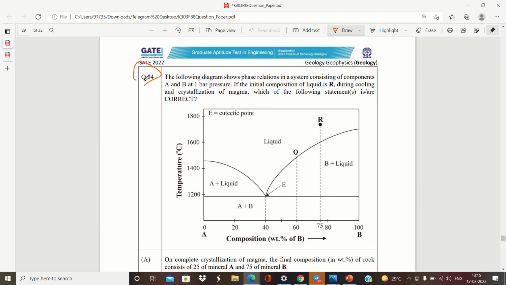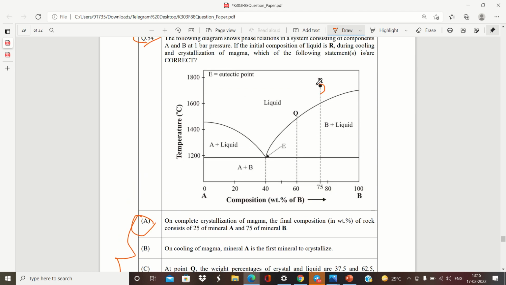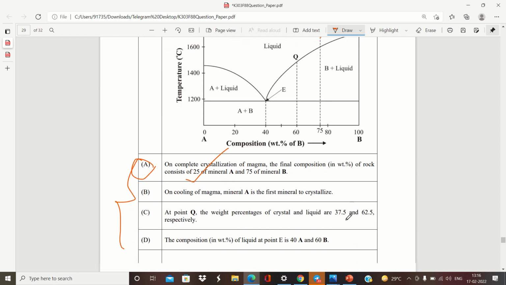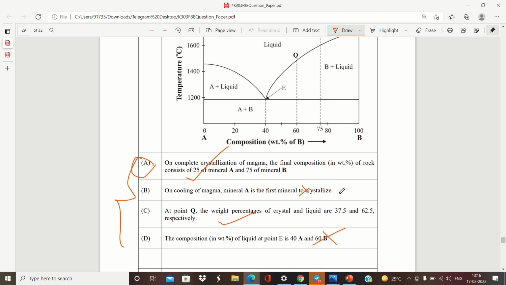Now question number 54th. The following is the diagram, it is given, and we have to find out which of these four statements are correct. So after the complete crystallization, you know that composition of melt will be equal to the composition of rock. So hence first option will be our correct answer. And if you know the phase rule, just apply that, and C option will also be correct. Other fourth and second will be wrong.